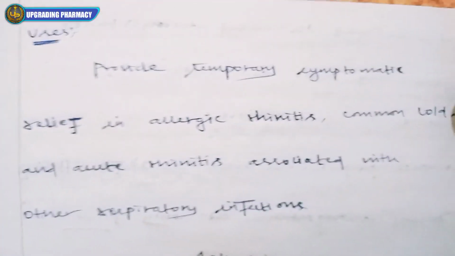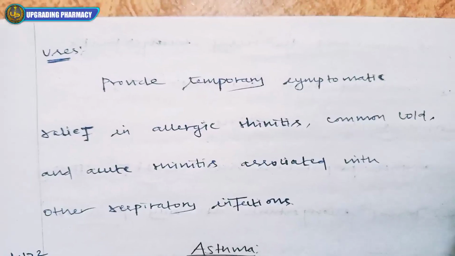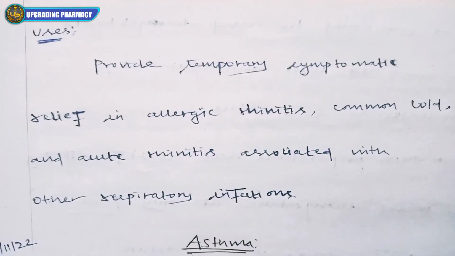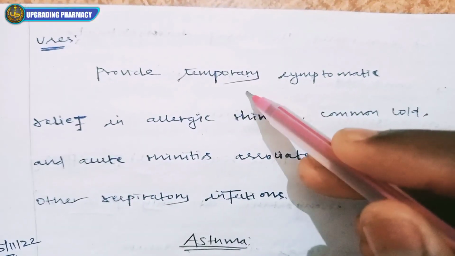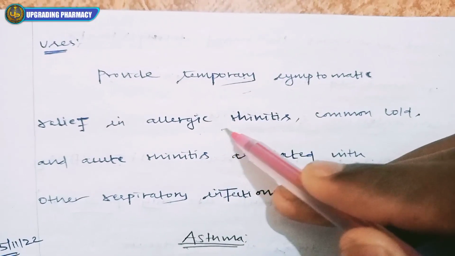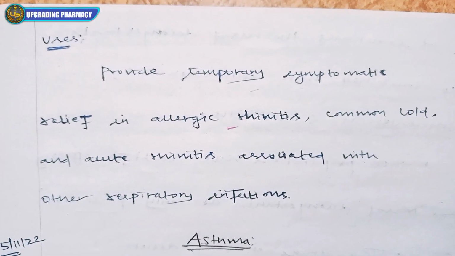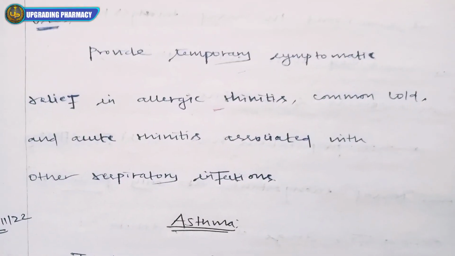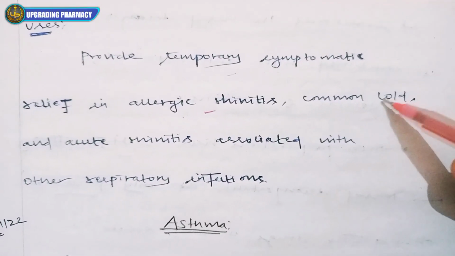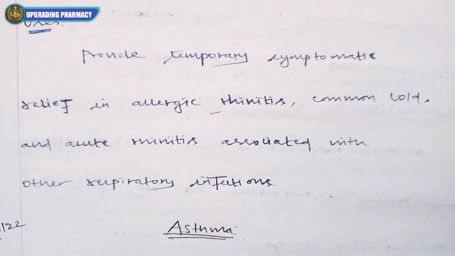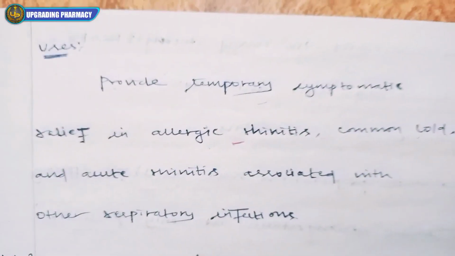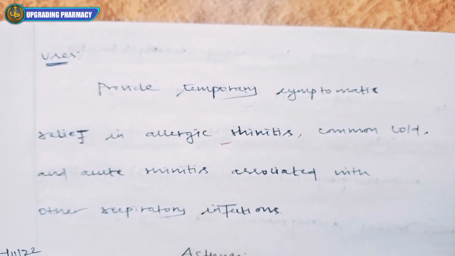Next, we can move on to the uses of nasal decongestants. They act on the alpha receptors and produce nasal decongestion. The main uses involve providing temporary symptomatic relief in allergic rhinitis, which means secretion of excess mucus in response to an antigen, and in the common cold and acute rhinitis associated with other respiratory infections. These are some main uses of nasal decongestants.